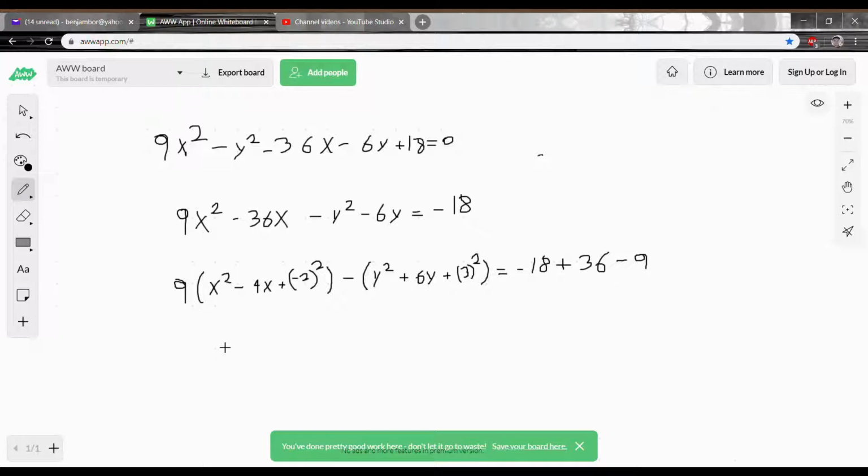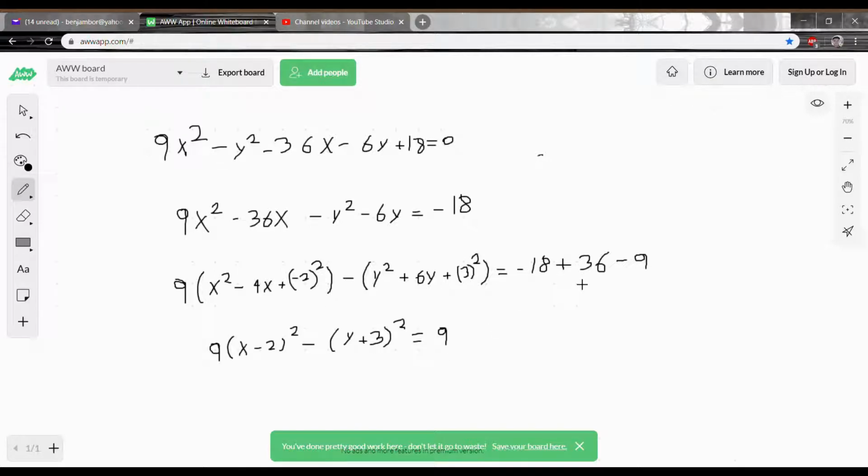Now we can turn these into quantities squared. This is going to be 9 multiplied by x minus 2 squared. And we're subtracting the quantity y plus 3 squared. And that's going to be equal to 9. It's 36 minus 18 minus 9.